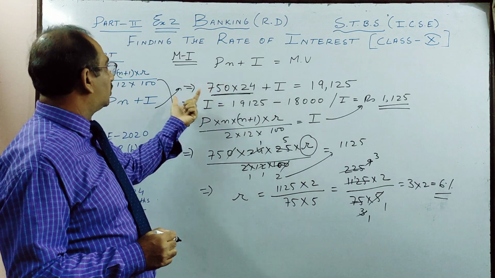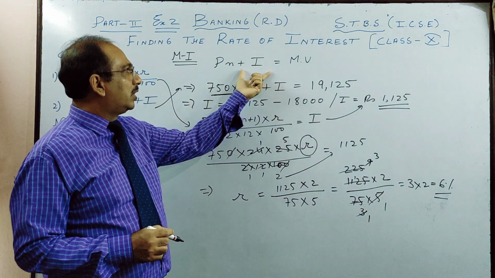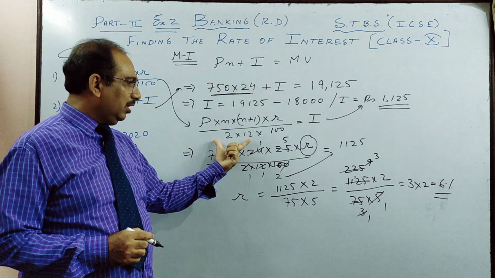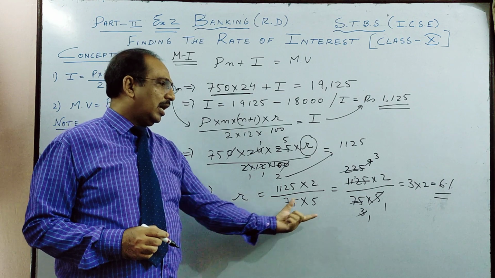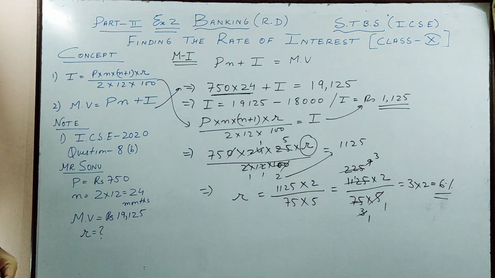One small thing you see, I have reversed both the formulas because I have to find it. I have written this on the left and this on the right. Same way over here, I have to find R. I have cancelled and I got R as 6%. So kindly pause the video and copy whatever is on the whiteboard.